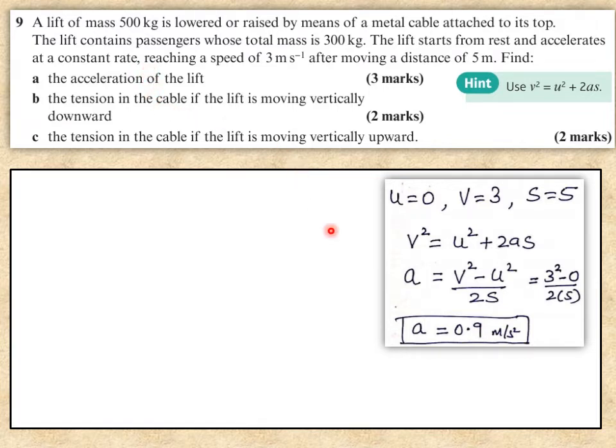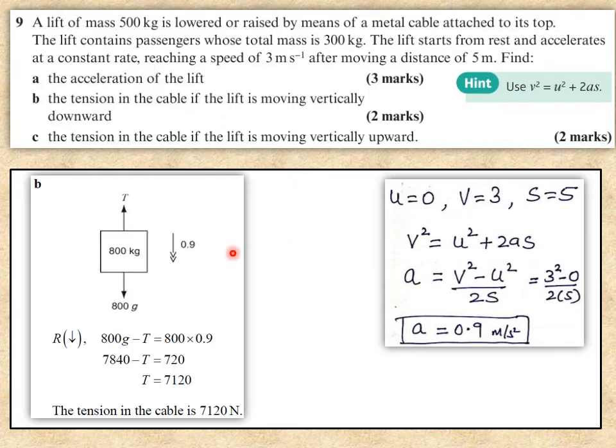Now for part B, we'll use the same F equals to ma concept. Now look at this scenario. Because the mass of the lift was 500 and there's 300 kg passengers inside, the total mass becomes 800. So the weight will be 800 into 9.8, 800 gravity, 800 g.